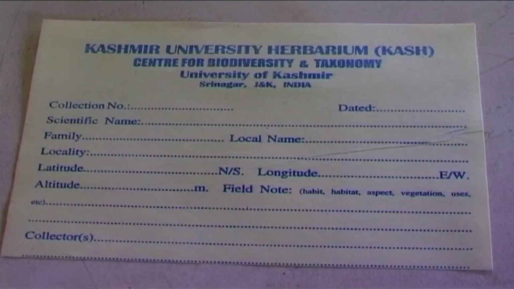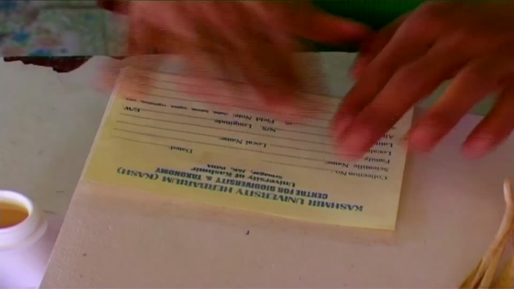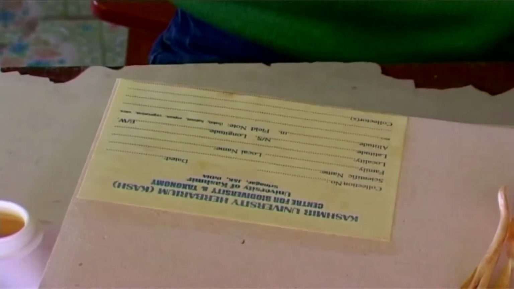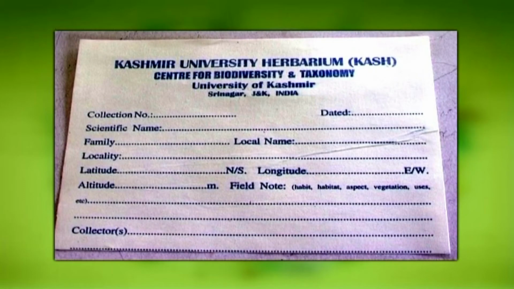Now the next step is what we call labeling. A herbarium label of standard size, 8 by 12 centimeters, is glued to the sheet, usually in the lower right hand corner, after the specimen has been mounted on the herbarium sheet. In general, the specimen label should include the plant's name, family, local name, locality from where we have collected, latitude, longitude, altitude, date of collection, the collection number, brief field note, and the collector's name.